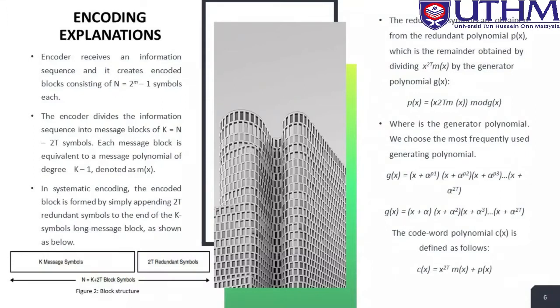Coding explanation: an information sequence is provided to the encoder, and the encoded block consists of n equal to 2^m minus 1 symbols each. The encoder also divides the information sequence into message blocks of k equal to n minus 2t symbols. Each message block is equivalent to a message polynomial of degree k minus 1, denoted as m(x). In systematic encoding, the encoded block is formed by simply appending 2t redundant symbols to the end of the k symbol long message block, as shown below.